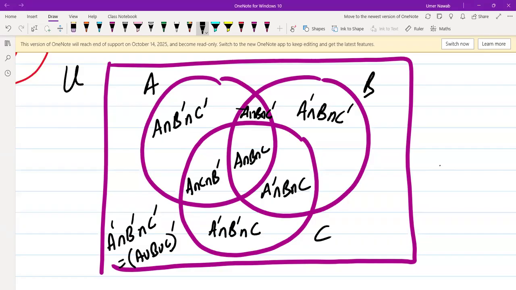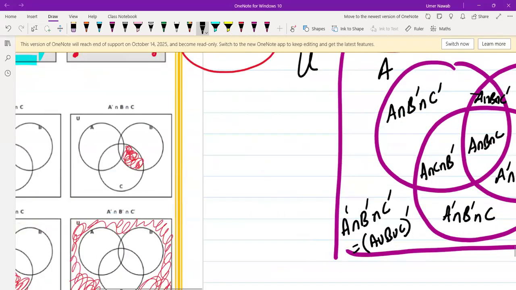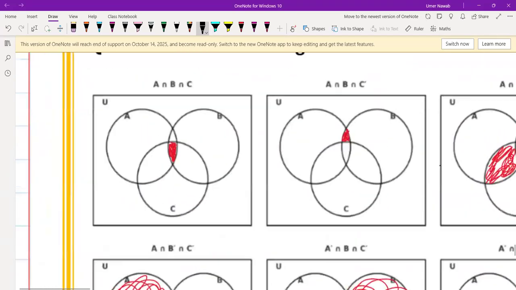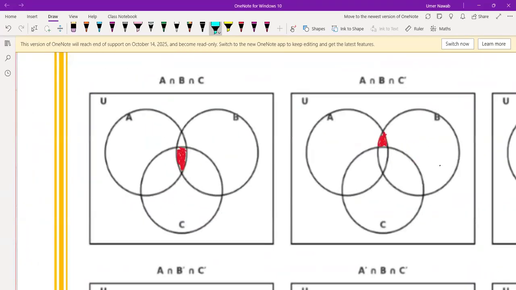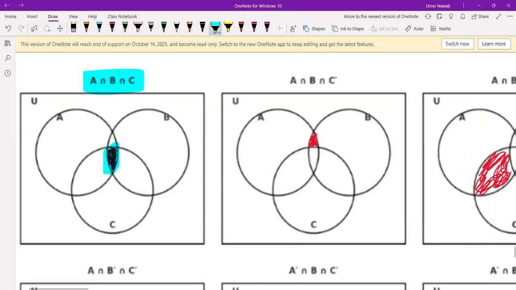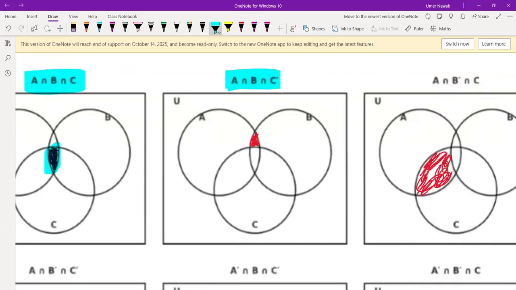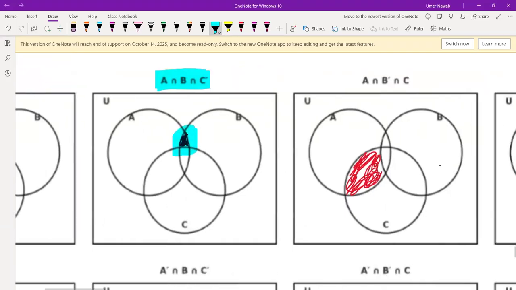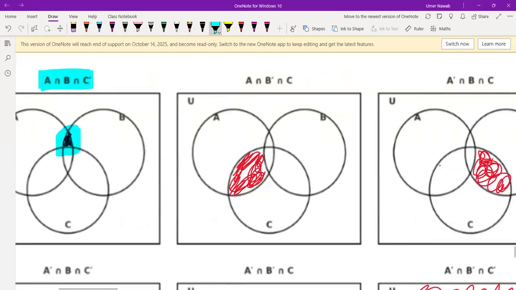So I have named every region for you. In the exam, you can easily understand which of the 8 regions he is talking about. So let's go into it. The first one, you see guys, he took the common part, that is A intersection B intersection C, the middle one. And then you can see he takes A intersection B, but outside of C. So this is the portion which is A intersection B intersection C complement.